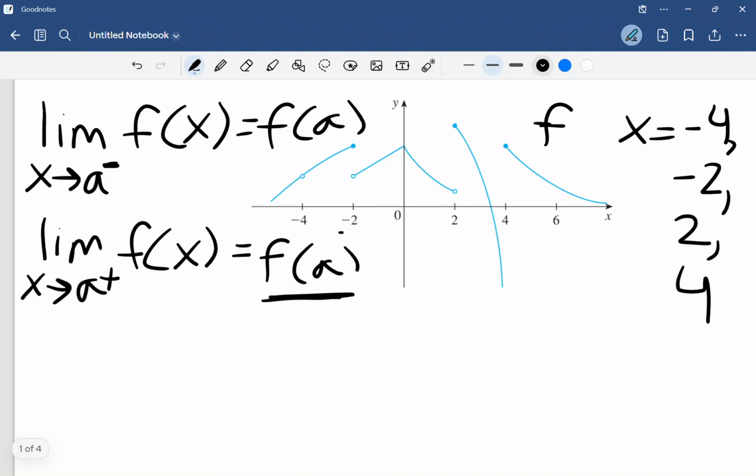Now let's look at x is equal to -2. We have a jump discontinuity as we discussed earlier. But we see that the value of the function is over here, and we need the limit from the left hand side or the right hand side to be equal to this value. And the only place where that happens is from the left hand side. So at x is equal to -2, the function is continuous from the left but not the right.